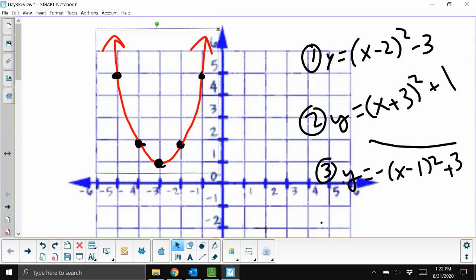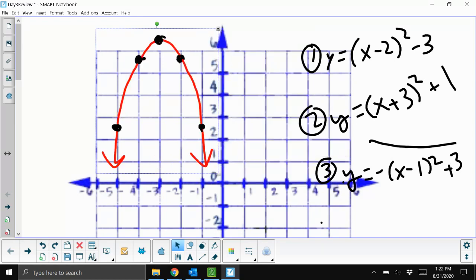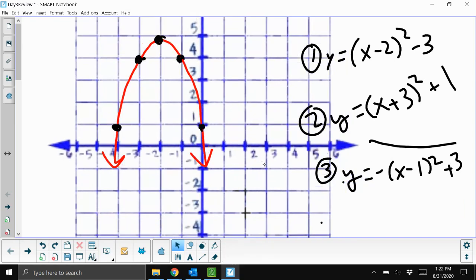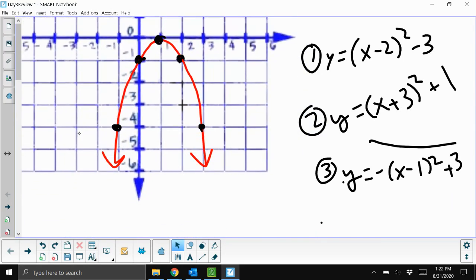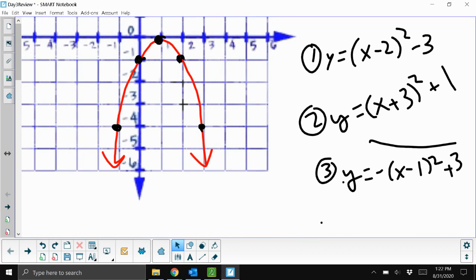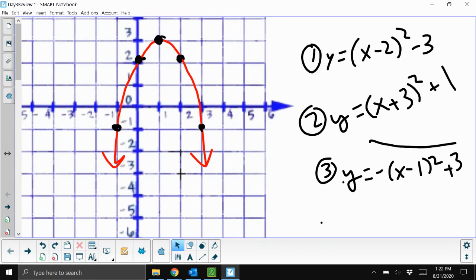All right. So now the last one there, it's got a negative, so that means it needs to open downward. So we're going to flip our graph over. Then we're going to try to graph this. So -1 on the inside means a +1 right here. And then we need to go up 3, right? So that's what our graph would look like. So really, we're just sliding a graph around. It might be opening up or down, but we'll talk about stretch factors tomorrow a little bit.